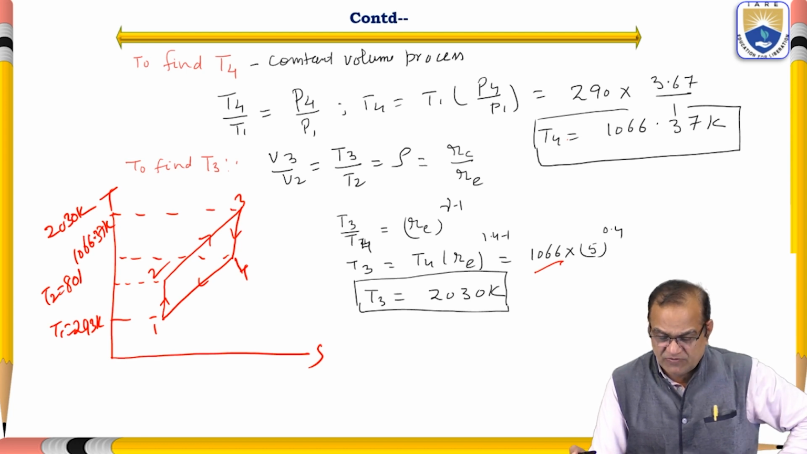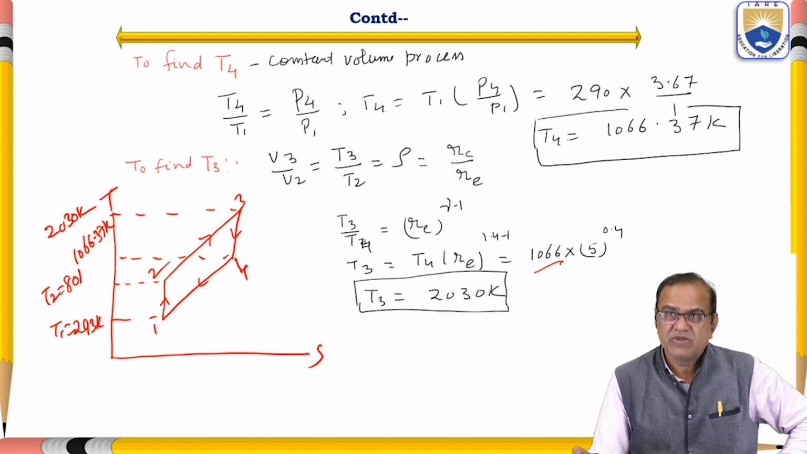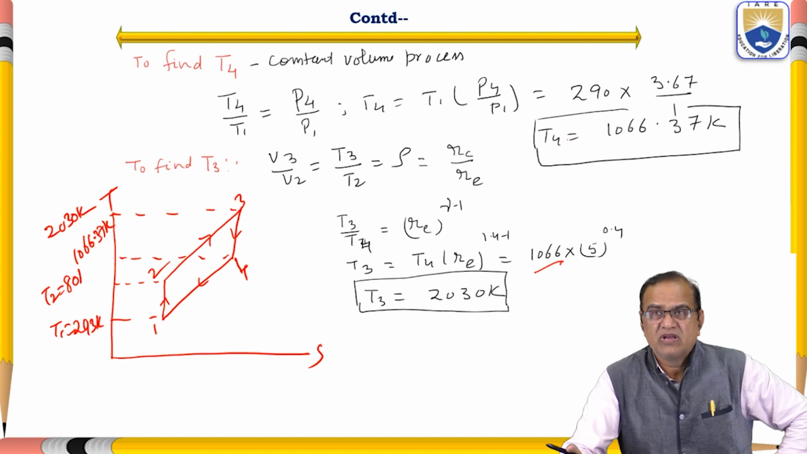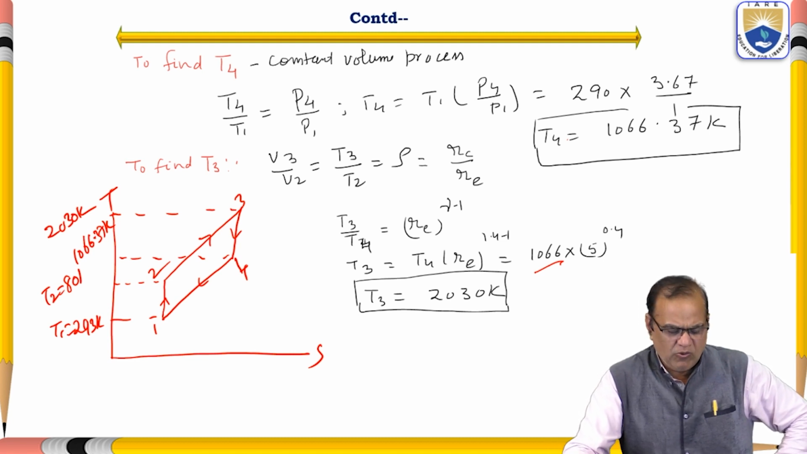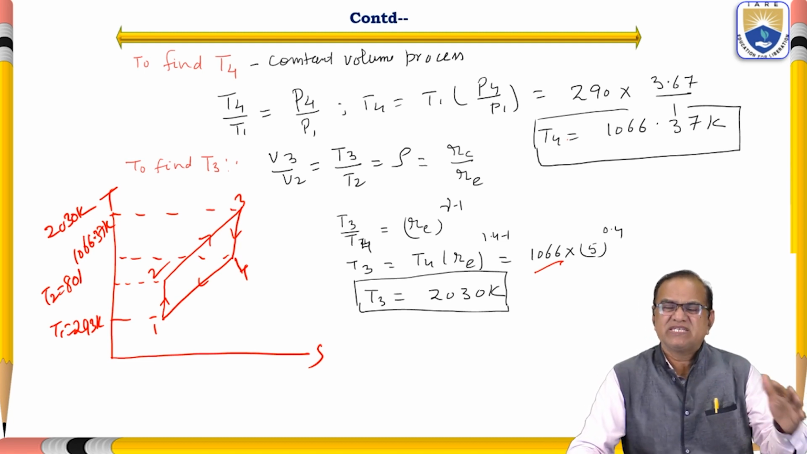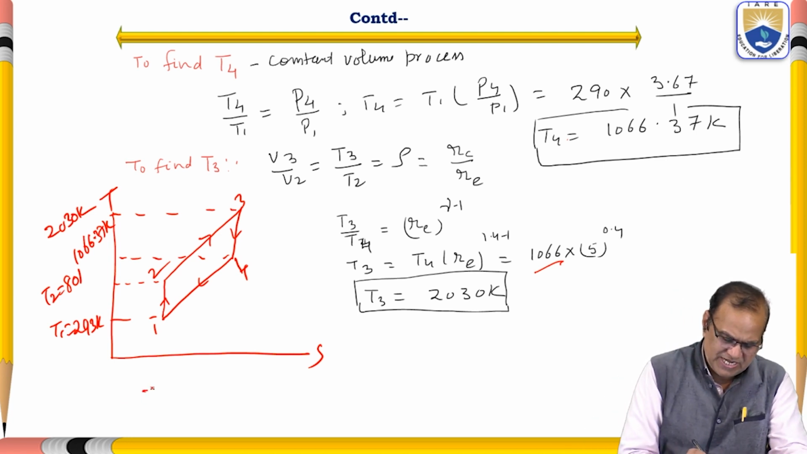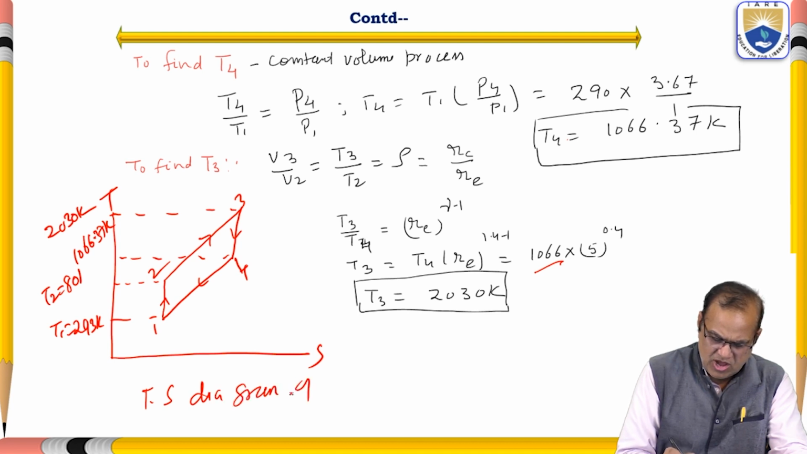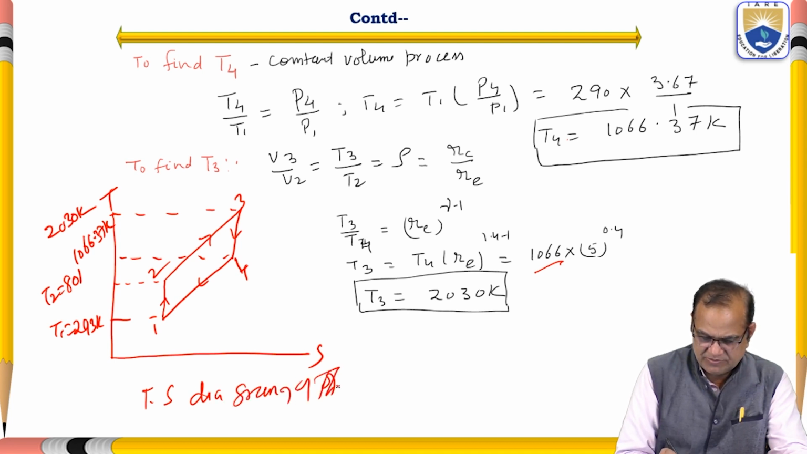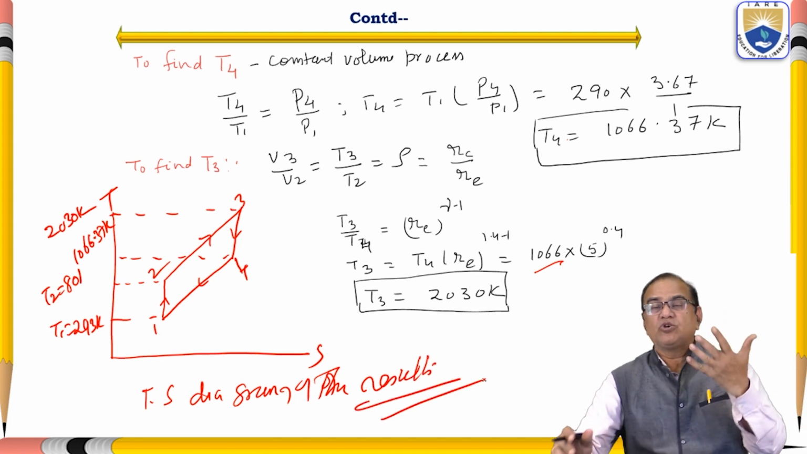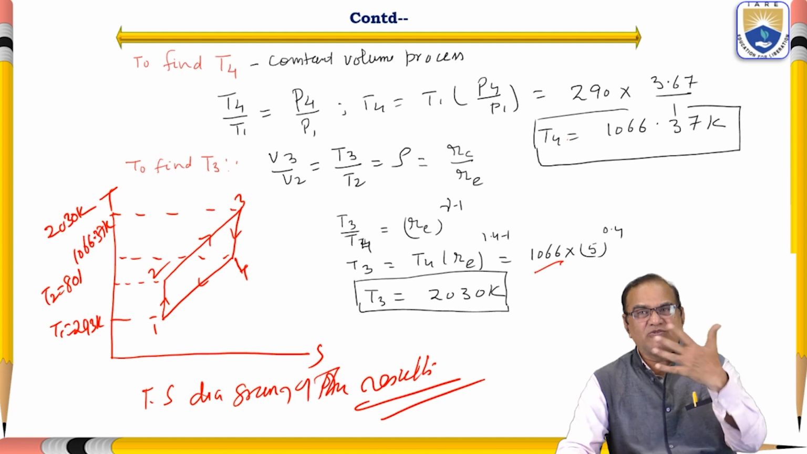We have also got the P4, T4, P3 is already given. So this we can make in the PV diagram also, the same way which we have. So it is a TS diagram of the results. Whatever result we have got, we should be able to analyze how much we are getting.